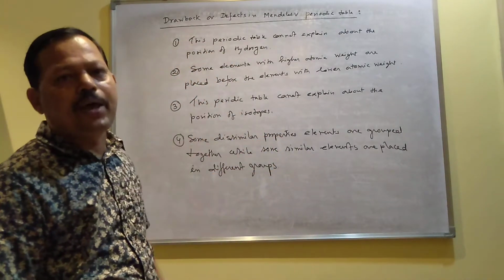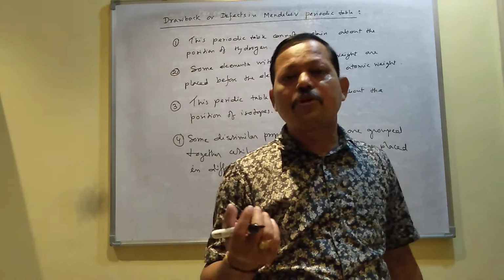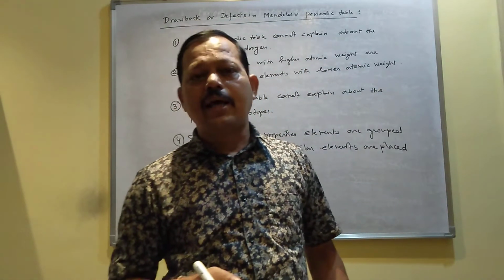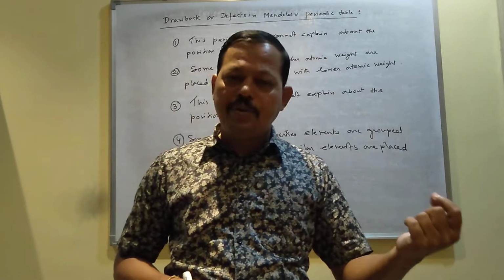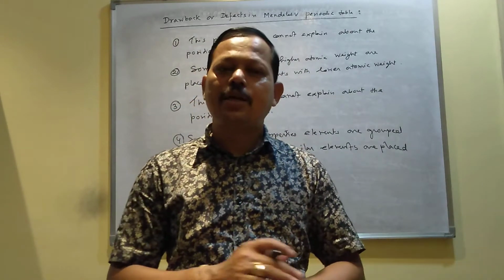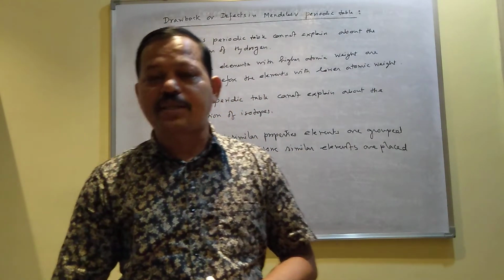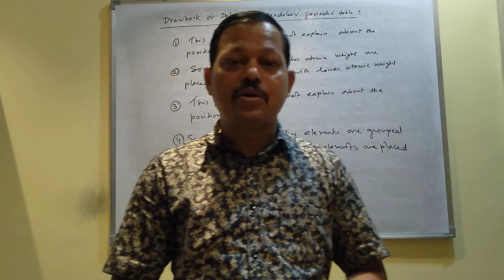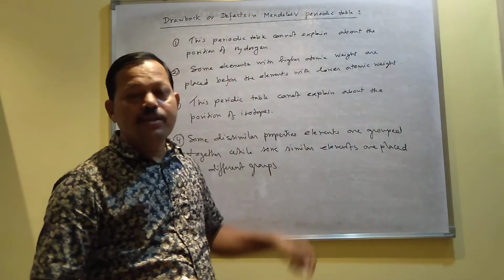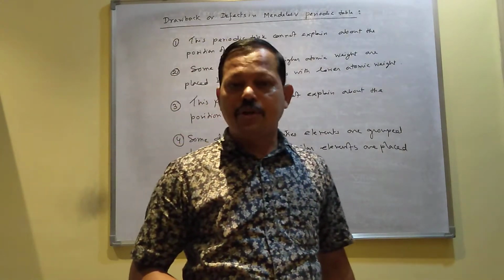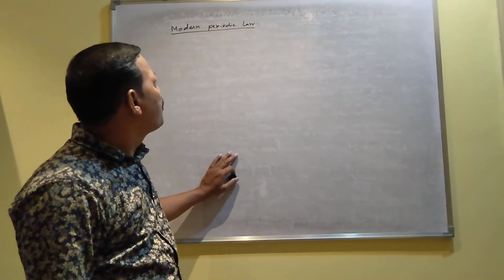So due to these drawbacks, the modern periodic table was discovered, and this modern periodic table is based on atomic number. As the atomic number goes on increasing, the property, maybe physical or chemical, of the element also goes on changing. I mean, the physical and chemical properties of the elements are the periodic function of their atomic numbers. That is the modern periodic law. So now, after this, we will study modern periodic law.